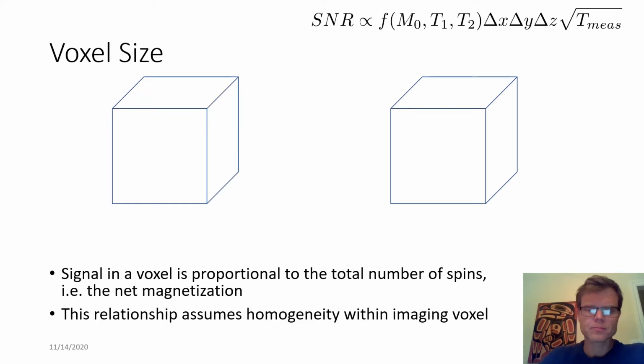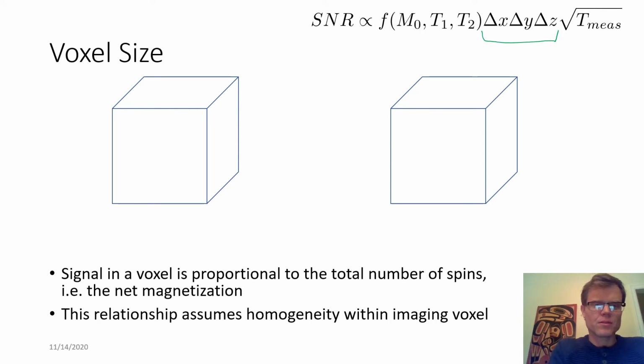Next, we have our voxel size. It's here. And the intuition here is that the signal in our voxel is proportional to the total number of spins, or the total net magnetization that we have within a voxel. So we create our, say, our net magnetization in our imaging voxel.